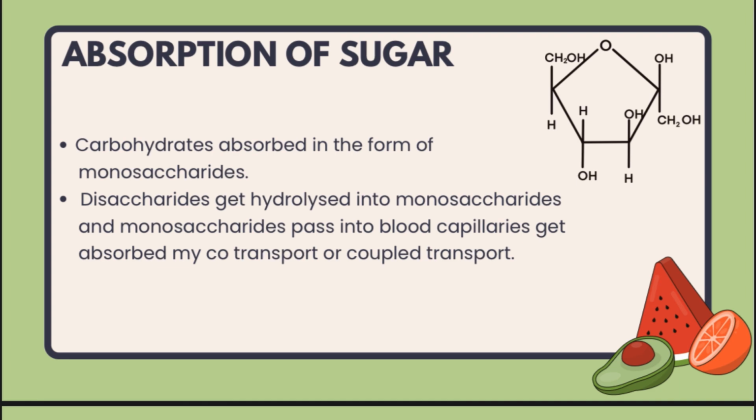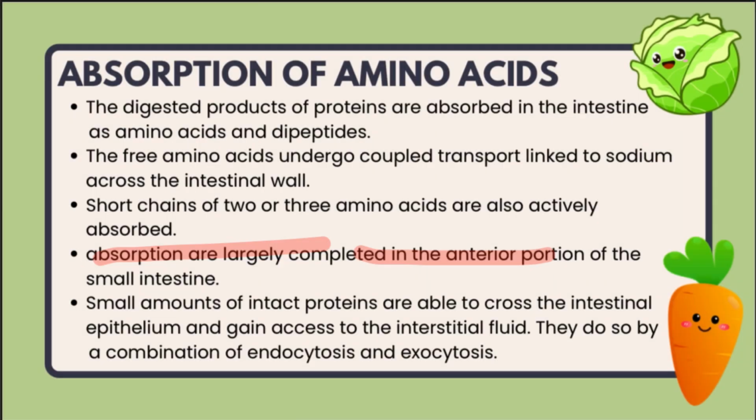So now we will discuss how each nutrient is absorbed. First is absorption of sugar. First point is carbohydrate is absorbed in the form of monosaccharide. Second point is disaccharides get hydrolyzed into monosaccharides and monosaccharides pass into blood capillaries, absorbed by co-transport or coupled transport.